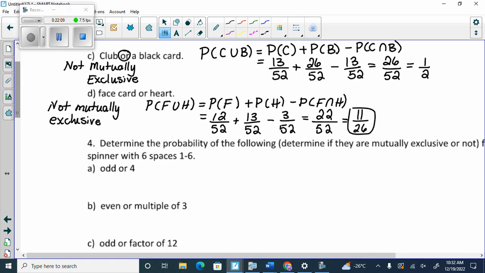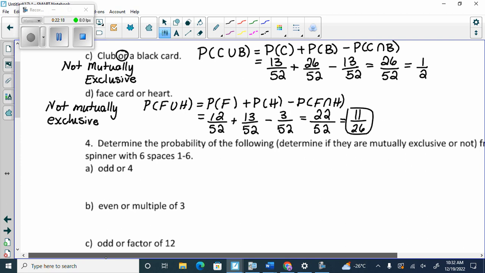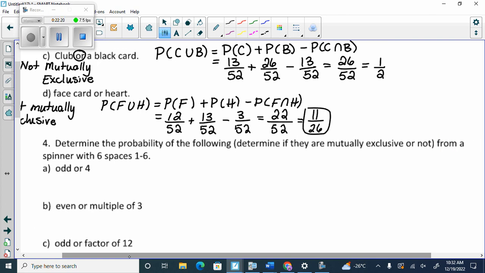So mutually exclusive can include Venn diagrams. It can include taking one card out, spinning one spinner, whatever it may be, and its probability is this or this. Here's another one. This one happens to be: determine the probability of the following, determine if they're mutually exclusive or not, from a spinner with 6 spaces. And they'll have to say that all 6 spaces are equally likely. They'll have to state that because you could have one really large number 1 space and then it wouldn't work. So they're always equally likely.